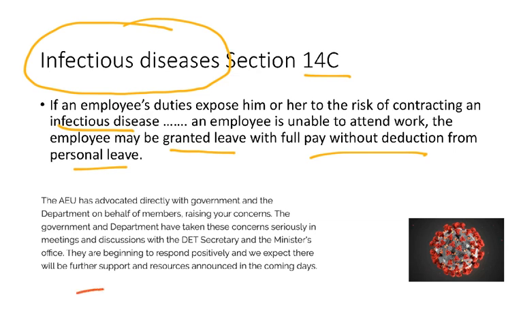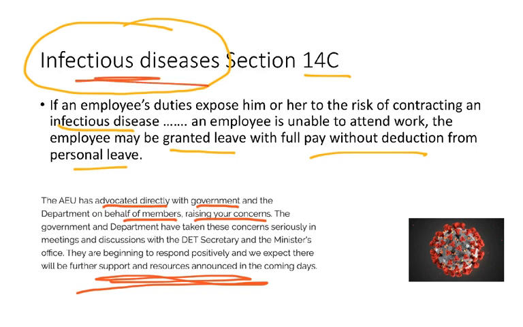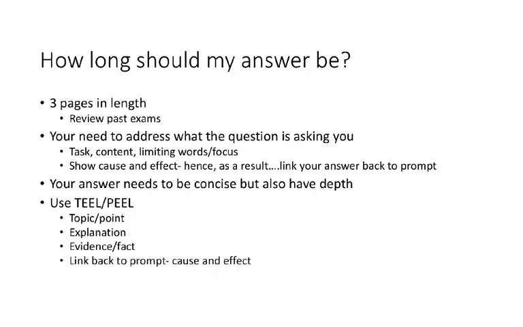So the role of the unions in this: remember, the unions are the ones that negotiated on the teachers' behalf. They've advocated directly with the government, who was our employer, on behalf of members, raising your concerns. And the concerns of teachers were themselves contracting the virus and spreading it to their students or family members. With the Fair Work Commission, during the negotiation of that enterprise agreement, they had to approve this term and condition of our agreement.